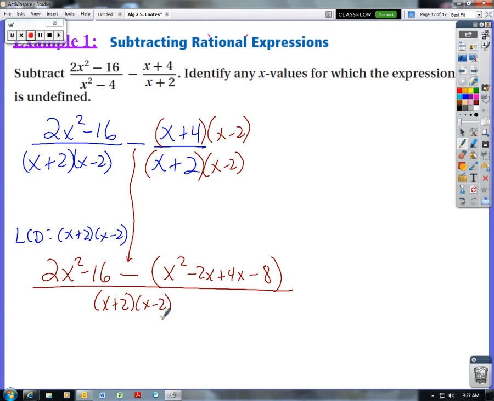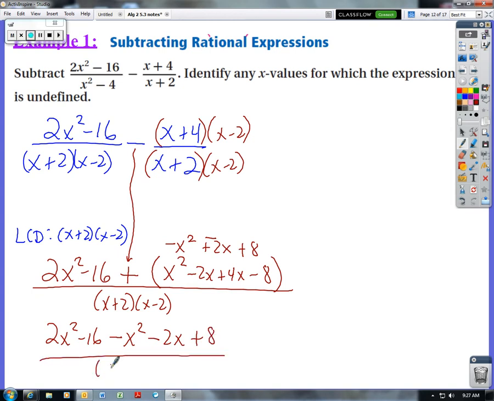Then what I'm going to do is a little work up here so I don't have to write everything down again. I'm going to say x squared, this is 2x minus 8. Now on this next line, I'll break down the 2x squared minus 16. This negative, I'm going to distribute it. So it's going to change to a plus, and then I'm going to change the sign on everything inside the parenthesis. So that becomes negative x squared minus 2x plus 8, all over the denominator.